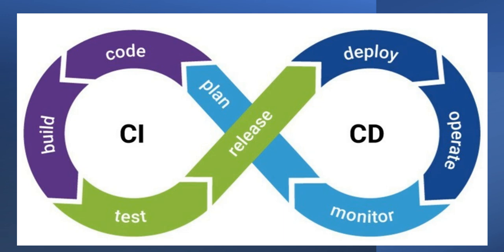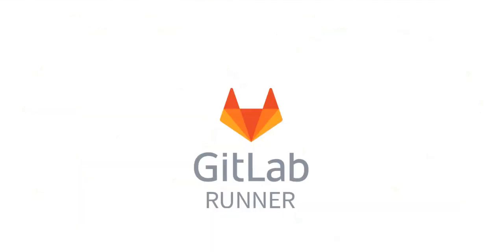GitLab is a source control system. Then how does it build, test, and deploy our code? For example, we have GitHub Actions in GitHub and CodeBuild in AWS. Similar to that, do we have anything in GitLab? If so, yes, we have GitLab Runner. What is GitLab Runner? It's just an application that works with GitLab CI/CD to run the jobs in a pipeline.